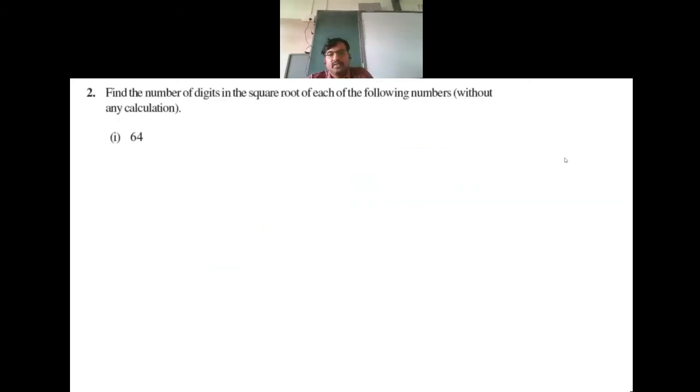Look at the question here. It's a different question. Find the number of digits in the square root of each of the following numbers without any calculation.